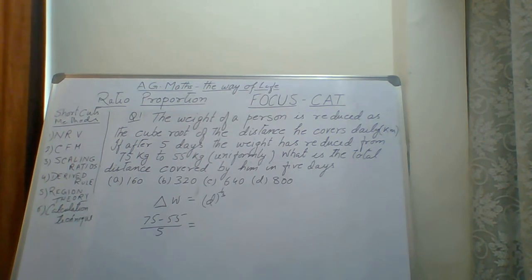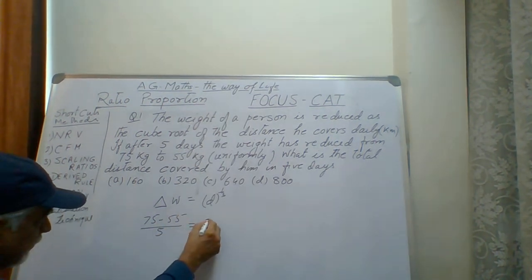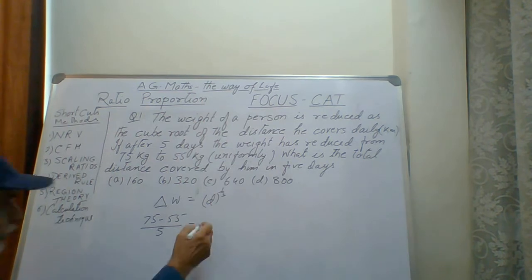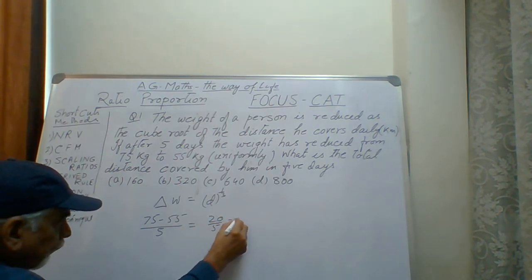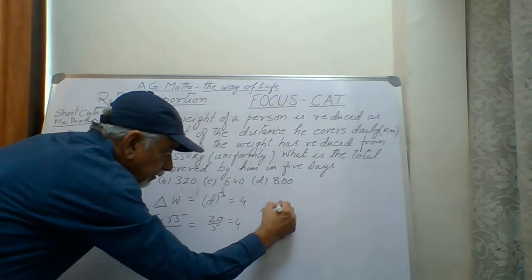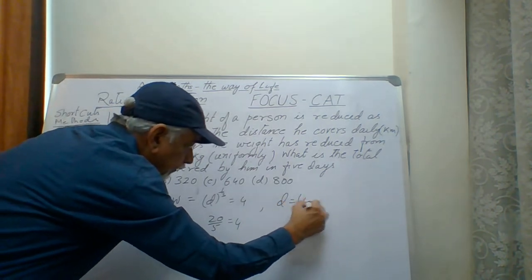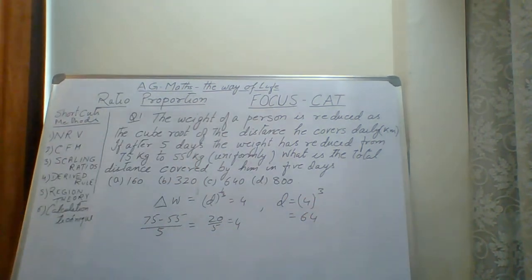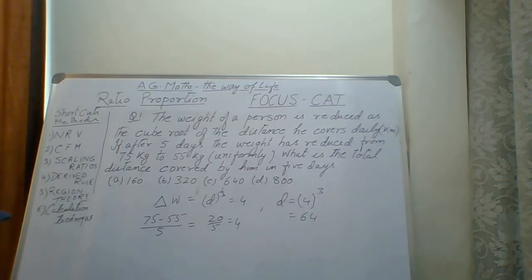So now what is it equal to? What is D? D will come from here. It is 20 by 5, no? It's 20 over 5, which is 4. And this I can write as 4 here. Now D to the power 1/3 is 4. So what is D? D will be 4 cubed, which is 64.